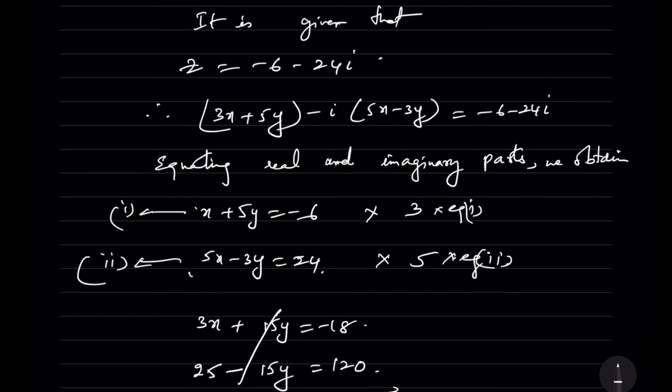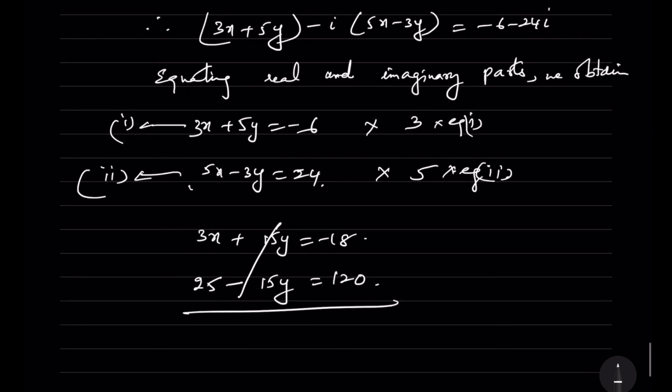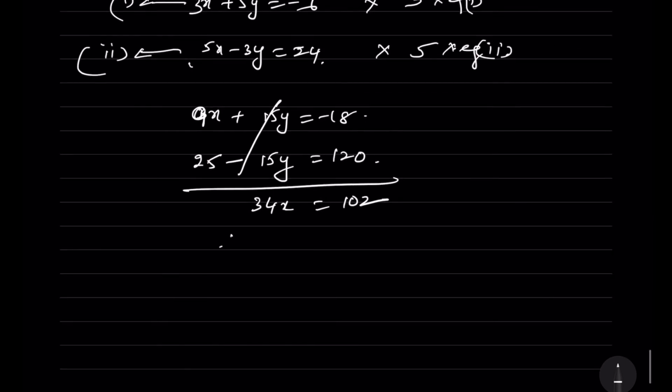Here this is 3x plus 5y, so here you will have 9x. So 9 plus this one, it will be giving 34x is equal to 102. So therefore x is equal to 102 by 34, which is equal to 3.